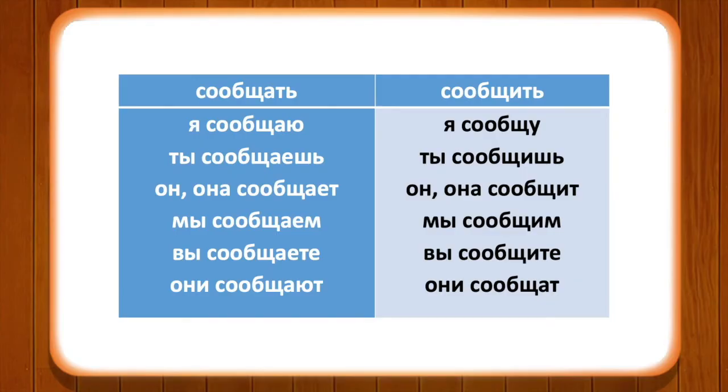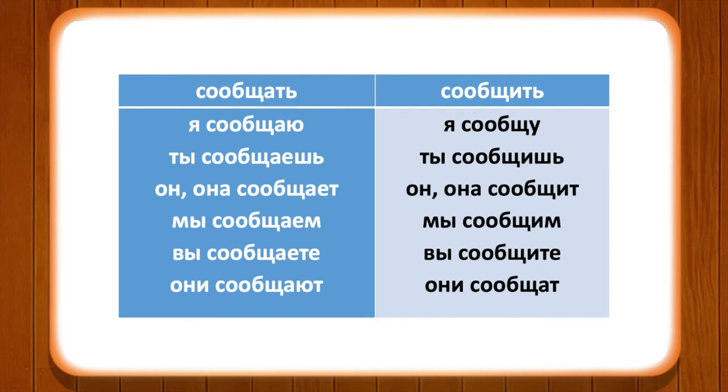So the next set of verbs we have is сообщать, сообщить. Сообщать, сообщить means to inform. Я сообщаю, ты сообщаешь, он, она сообщает, мы сообщаем, вы сообщаете, они сообщают. Сообщить. Я сообщу, ты сообщишь, он, она сообщит, мы сообщим, вы сообщите, они сообщат.